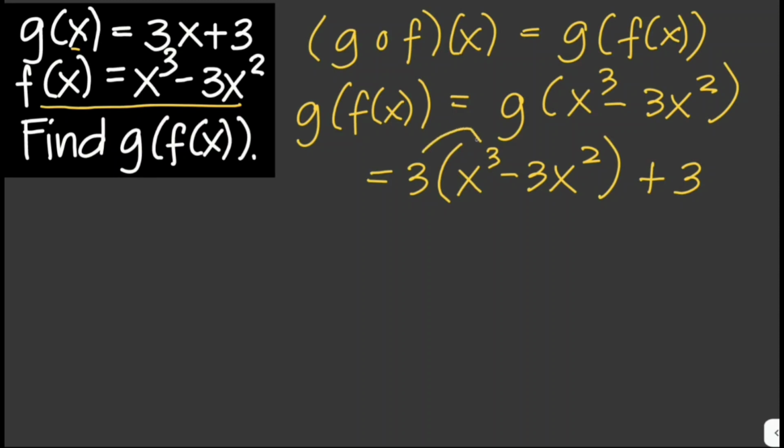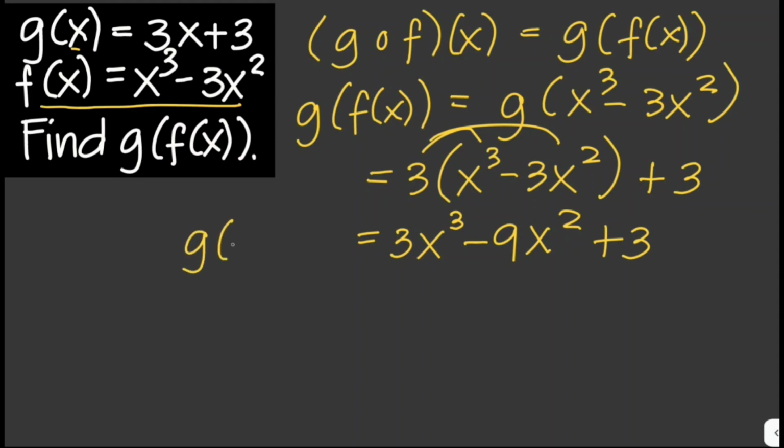And then we distribute 3 to the expression inside the parentheses. So that would be 3 times x cubed, that is 3x cubed, 3 times negative 3x squared, so that is minus 9x squared plus 3. So this is our g of f of x.